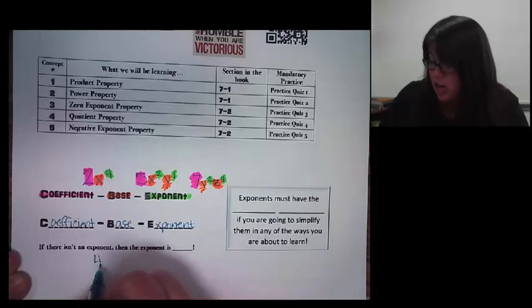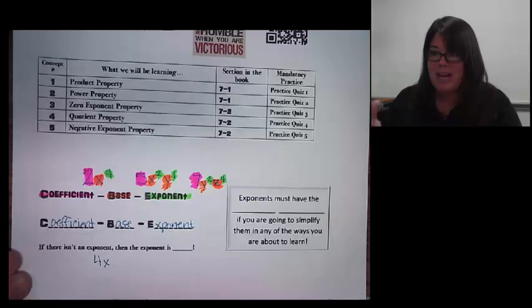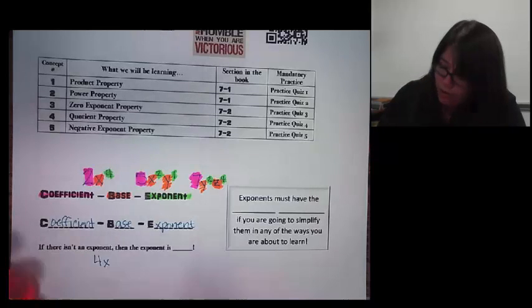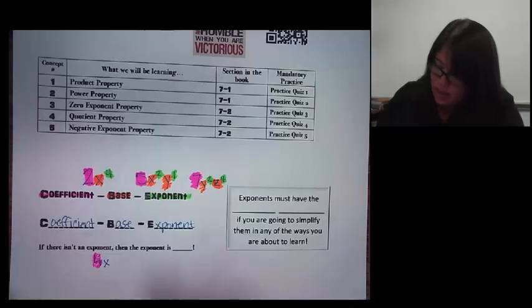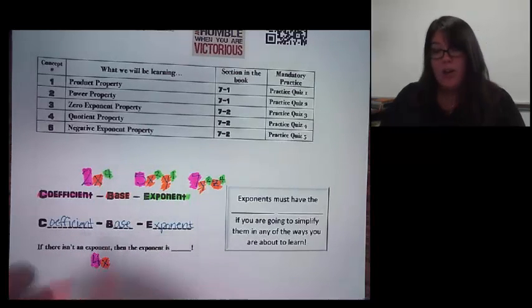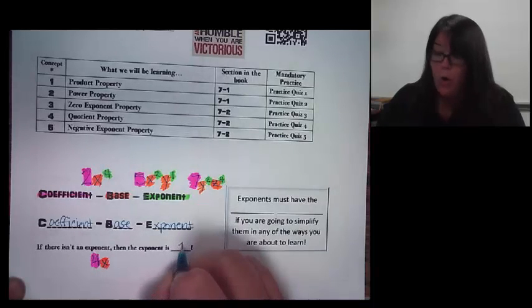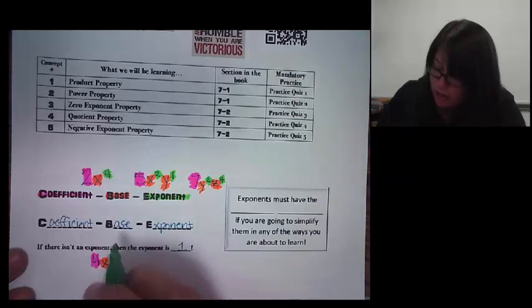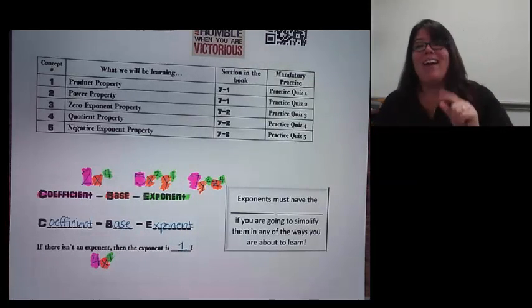Now what happens if you have an algebraic expression like this? Say it was just 4x. Well, that's just coefficient, base, nothing. And that doesn't feel quite right. So the coefficient is the 4. The base is the x. And a rule for you to remember is if there isn't an exponent, then the exponent is 1. So you can just put that exponent in there and your expression is complete. Coefficient, base, exponent. And there you have it.